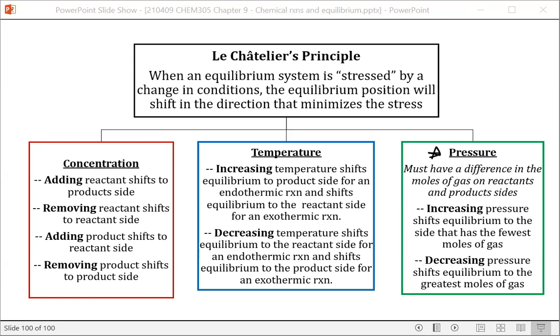So you'll get practice with Le Chatelier's principle in the homework, predicting what direction a reaction is going to be pushed based on changing the conditions of the reaction: changing the concentrations, changing the temperature, or changing the pressure.